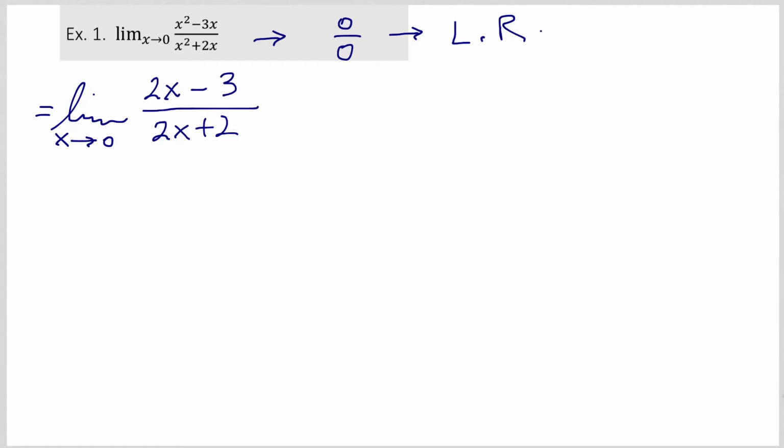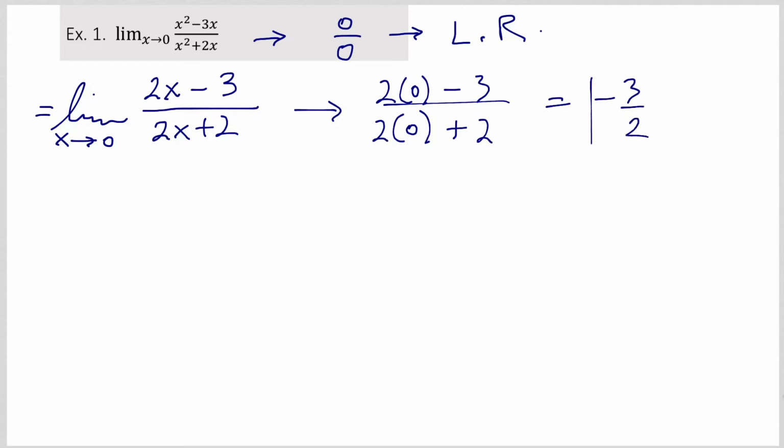Now I try to evaluate the limit this time and see what I get. If I put 0 in at this point, I want to check and see if I can evaluate it. That's equal to negative 3 over 2. So L'Hopital's rule says that this is indeed my limit. Now I stop. I've got my answer.